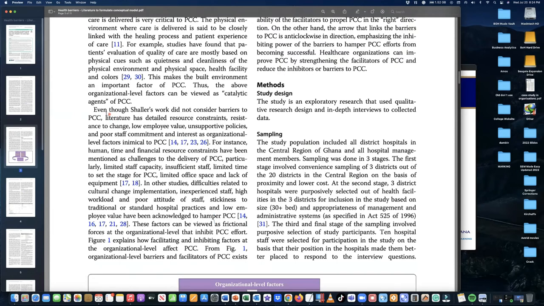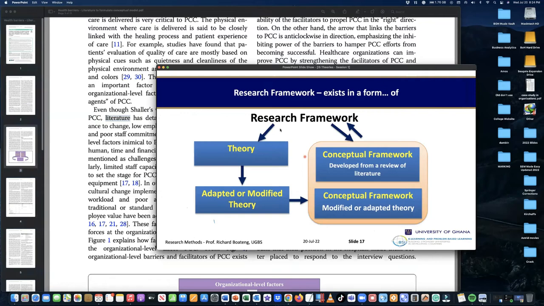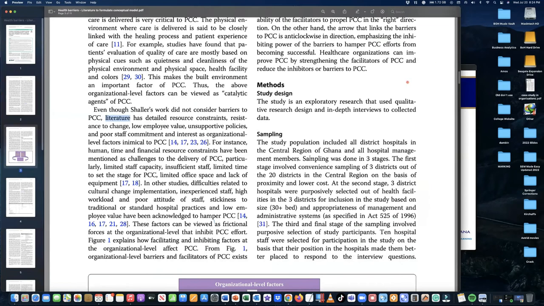It's not everybody that does everything. Even though Charlie's work did not consider barriers to PCC, what did he do? He turned to the literature. Do you see? Somebody's model can do something, but it may not do all. The literature can help you, the same as what we saw with the theory of planned behavior. He took involvement from the literature.